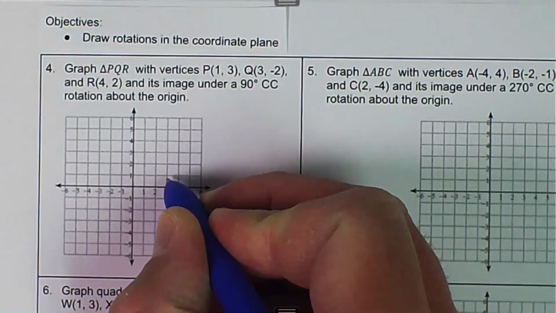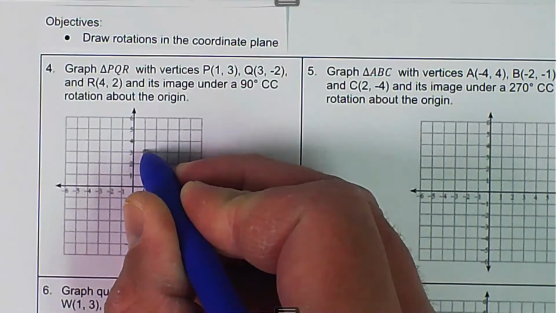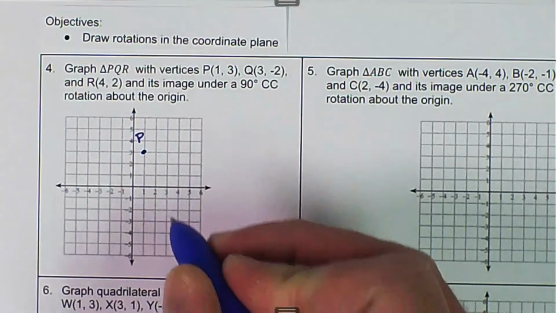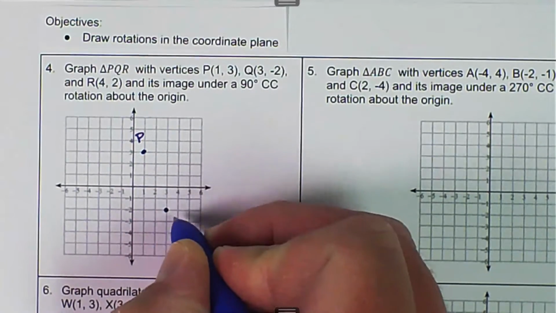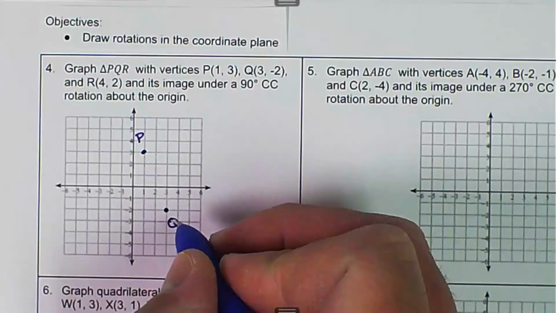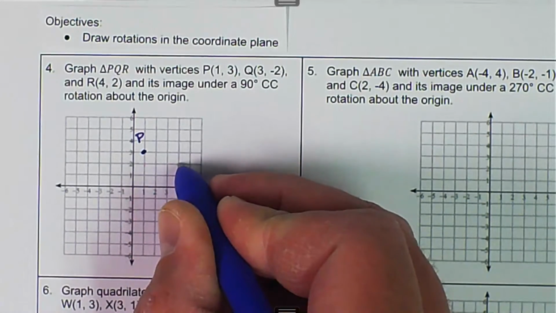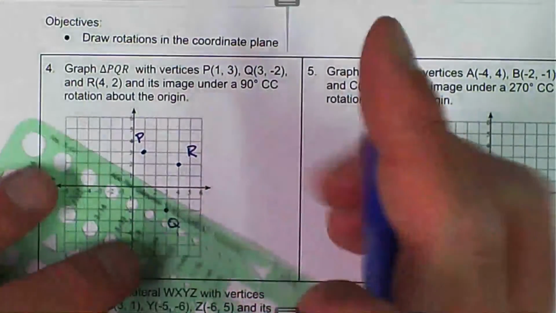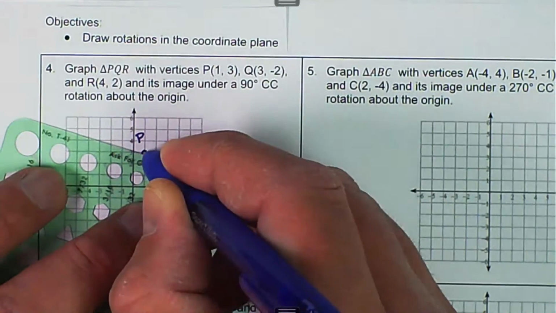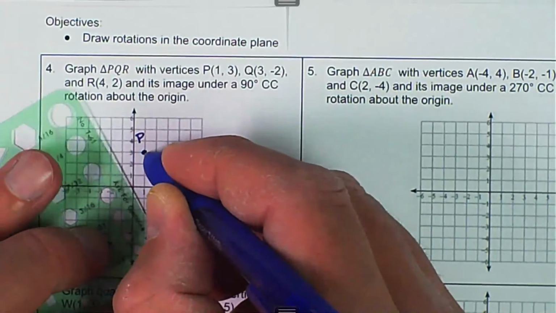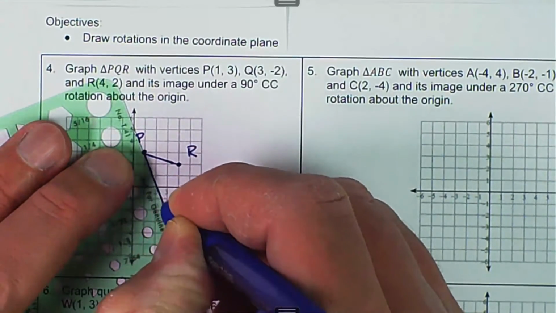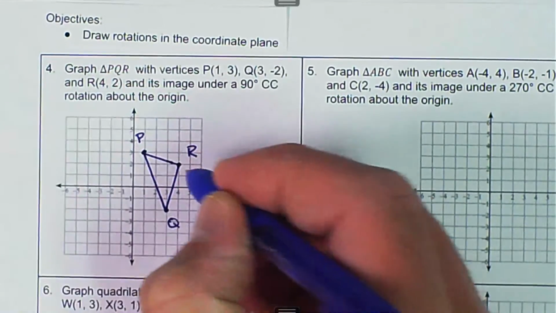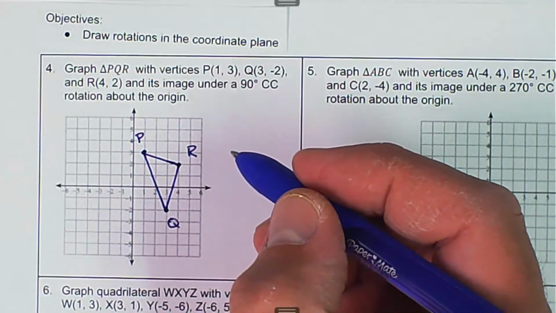So 1, 3 for P. So 1, 3, and there's P. And Q is 3, -2. And R is 4, 2. So 4, 2. That's going to be R. And now I'm going to just draw the lines in between to make sure that I don't forget which points are connected to which. So there we have our pre-image.